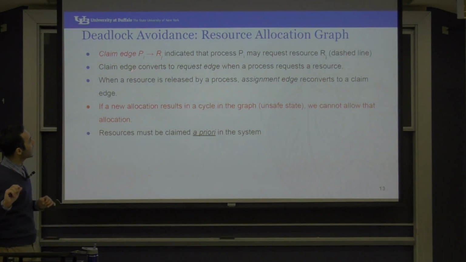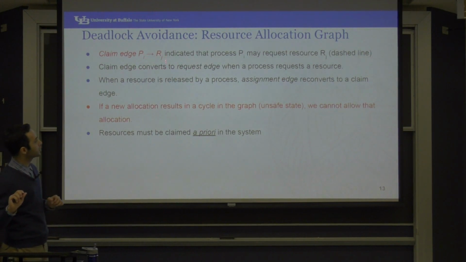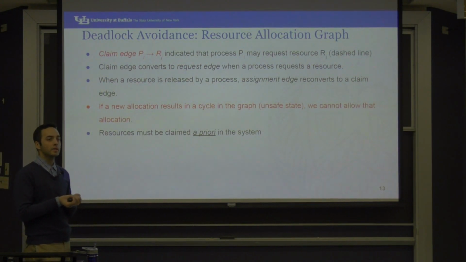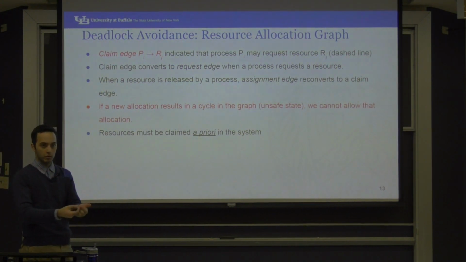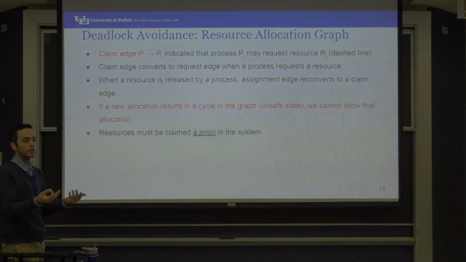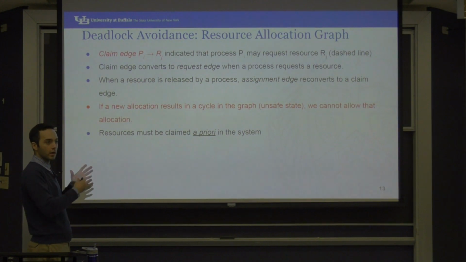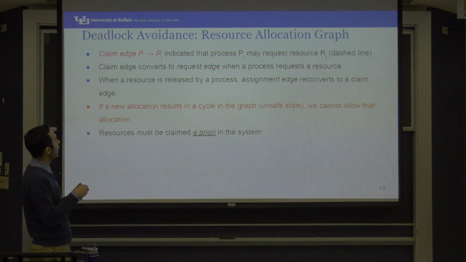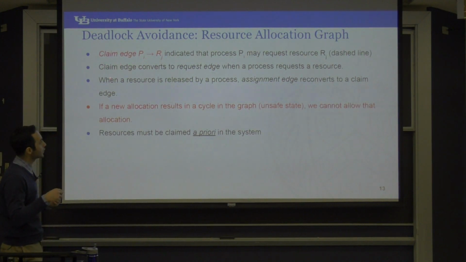So if we have a claim edge from process I to resource J, shown with a dashed line, that doesn't mean that the process is requesting right now. It means it may request it in the future. We already know this information a priori. In deadlock avoidance, processes are declaring, and that's how we indicate them with the claim edge.